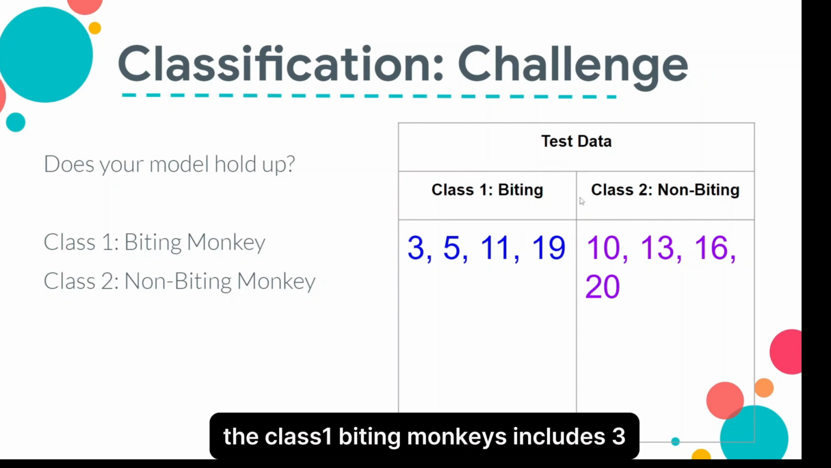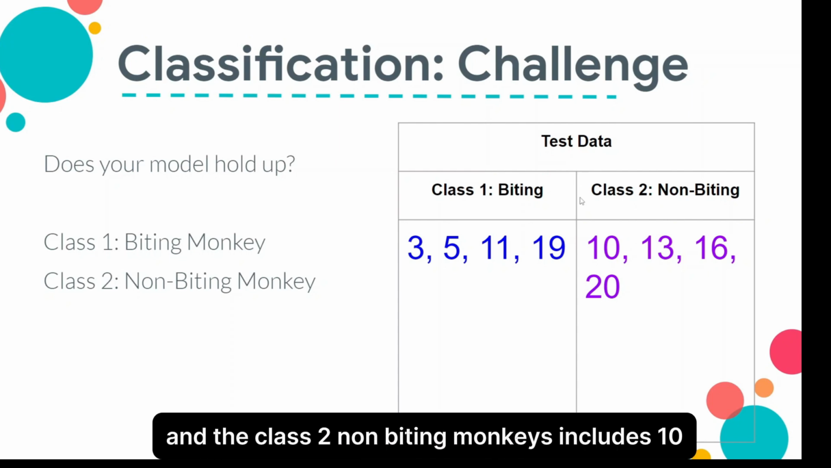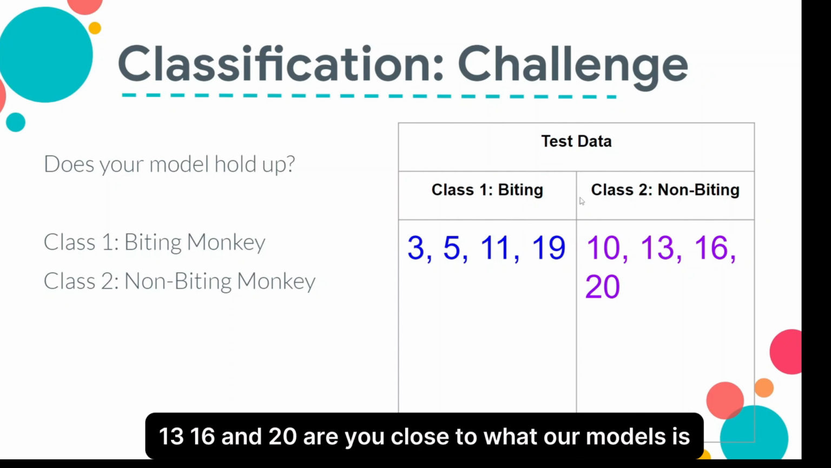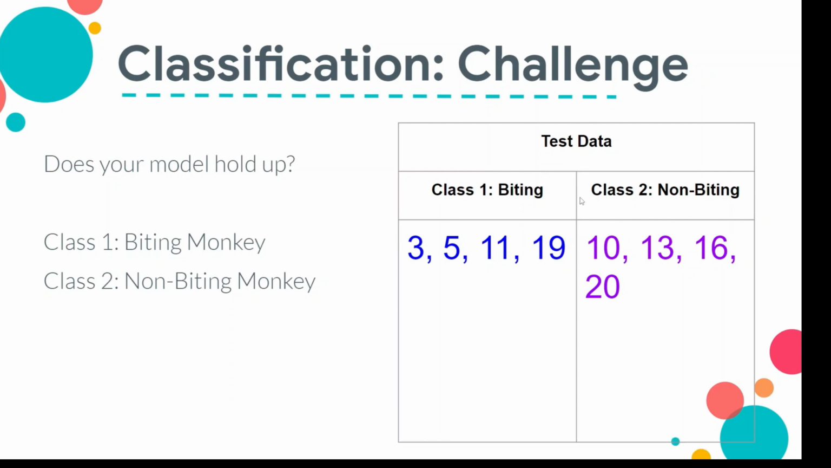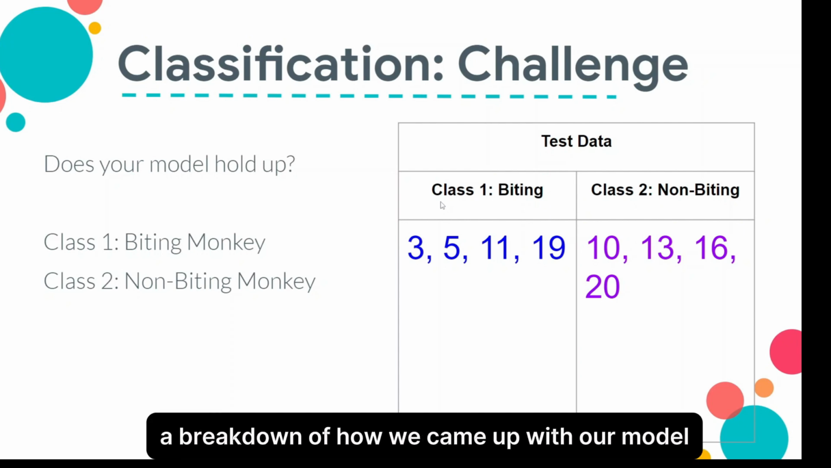The class 1 biting monkeys includes 3, 5, 11, and 19. And the class 2 non-biting monkeys includes 10, 13, 16, and 20. Are you close to what our model is? All right. Let me go ahead and show you a breakdown of how we came up with our model.